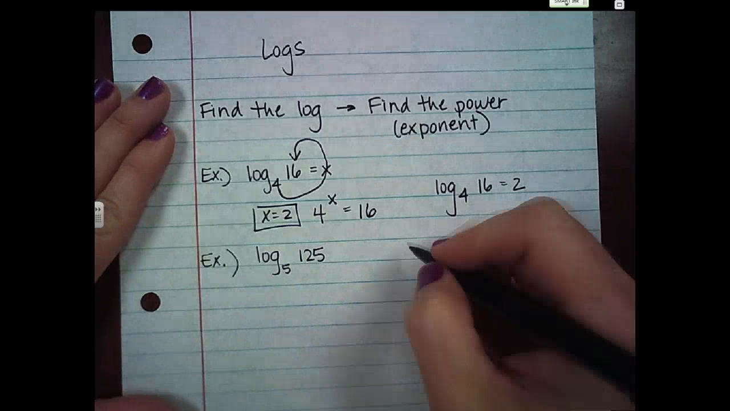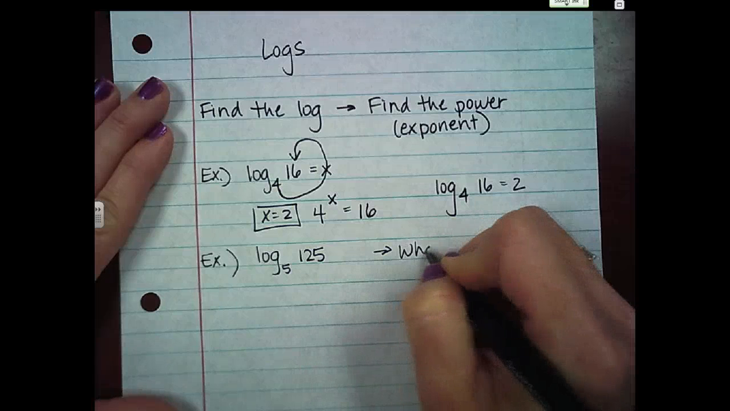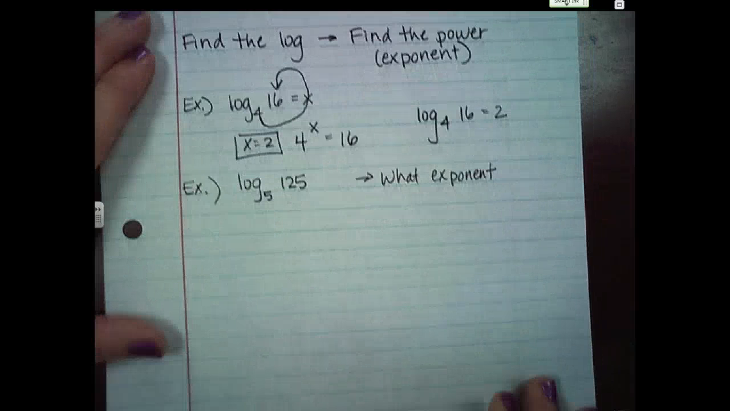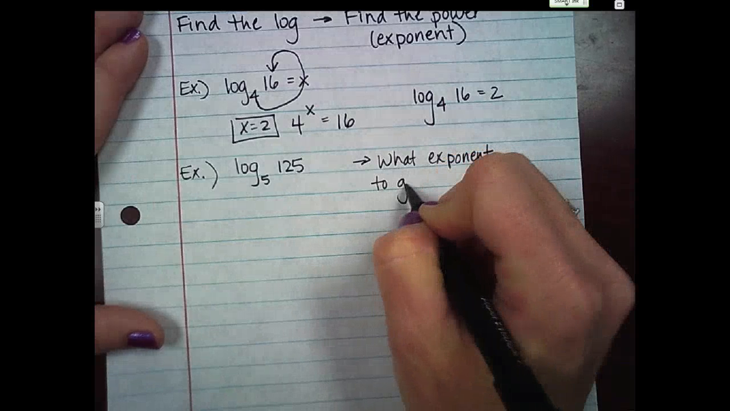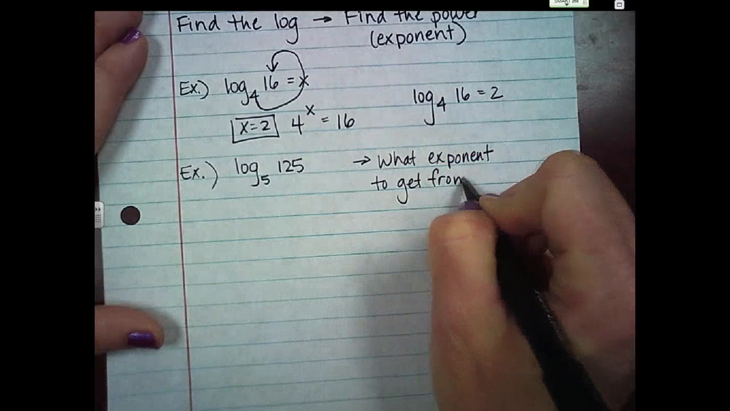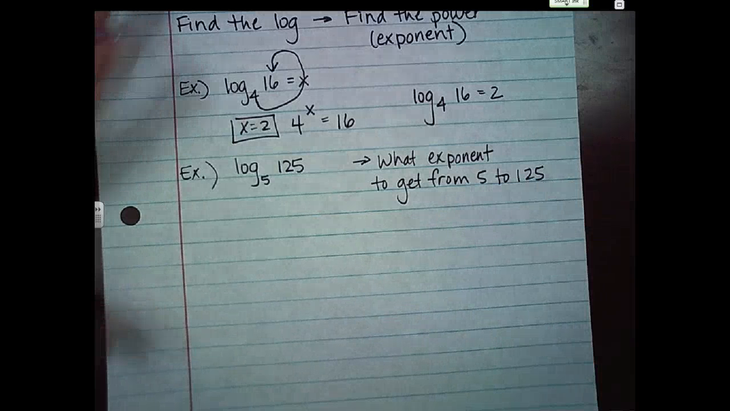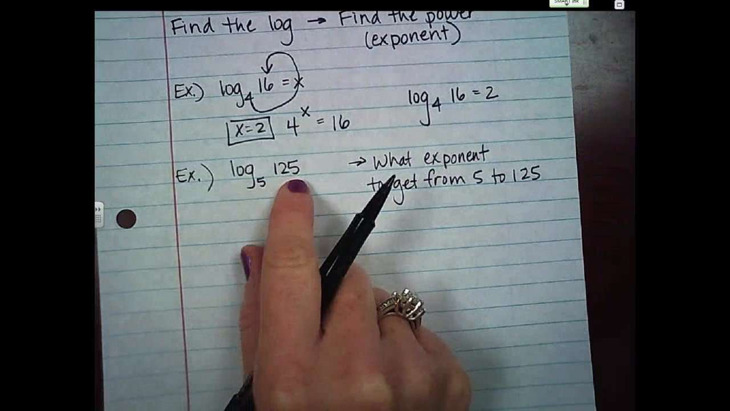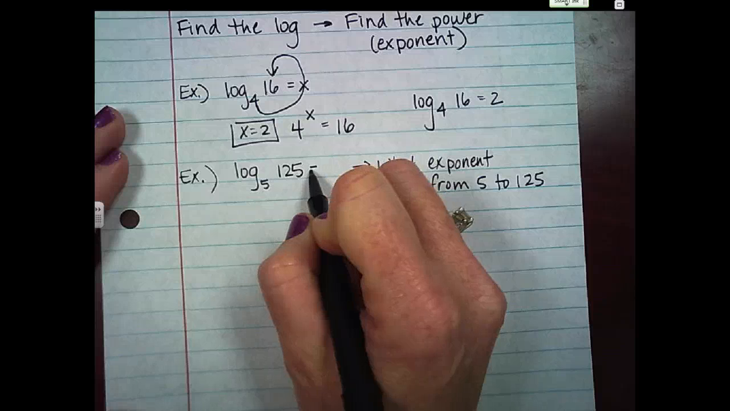Okay, write yourself a little note here. What I'm asking you is, what exponent gets me from 5 to 125? That's what I'm saying to you. Guys, what gets me from 5 to 125? What is the answer to this? 3. Everybody agree?